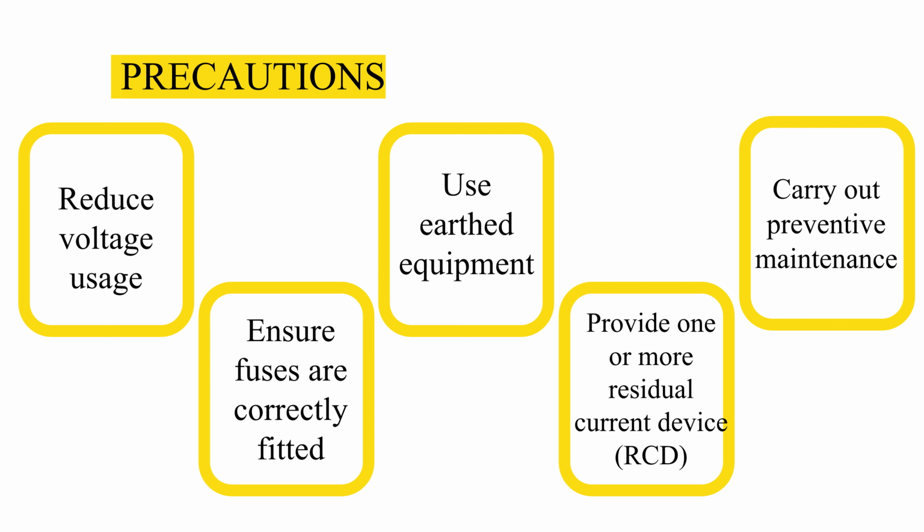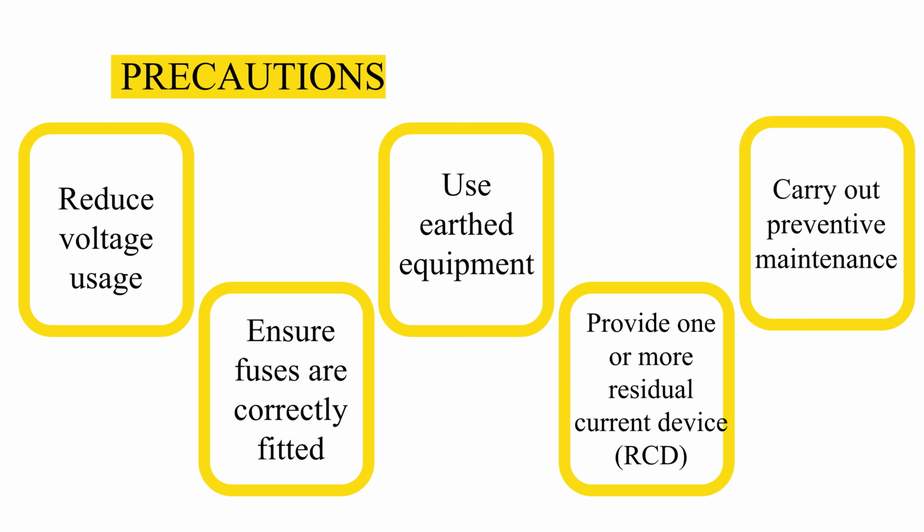Third, use earthed equipment. Earthed equipment is divided into two classes, Class 1 and Class 2. Class 1 equipment relies for its safety upon being connected to earth via the plug. If any live parts come in contact with the casing or earthed part of the equipment, the fuse will blow and cut the supply. Class 2 is double insulated equipment that has a symbol indicating that the equipment is double insulated and therefore has no earth wire.